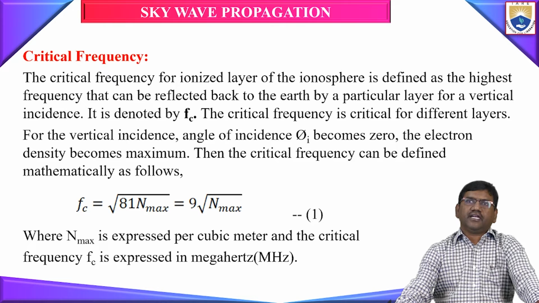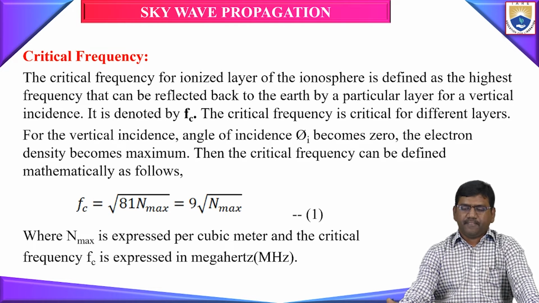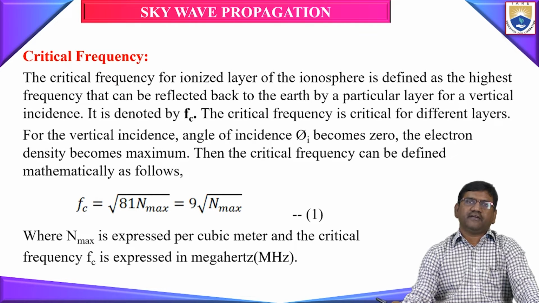The critical frequency for an ionized layer of the ionosphere is defined as the highest frequency that can be reflected back to the earth by a particular layer for a vertical incidence. It is denoted by the symbol Fc. The general equation to determine the critical frequency is Fc is equal to root of 81 into N max. N max represents the maximum ionization density of the particular layer. So to determine the critical frequency, we need to find out the ionization density of that layer.